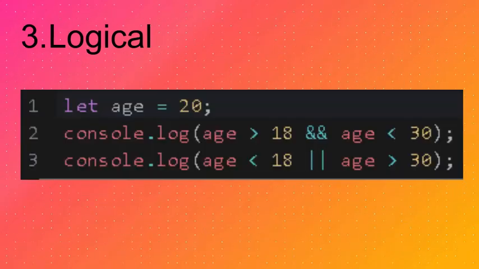For example, here we can use 2 ampersands to combine conditions, and it returns false if just one condition is false. Otherwise, it returns true if all conditions are true. On the other hand, we can use 2 pipes as or to combine conditions, and it returns true if just one condition is true, and it returns false if all conditions are false.